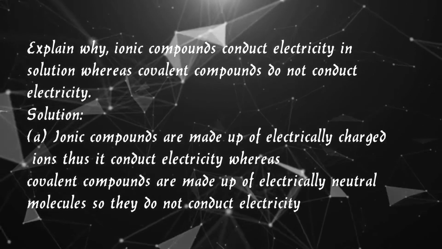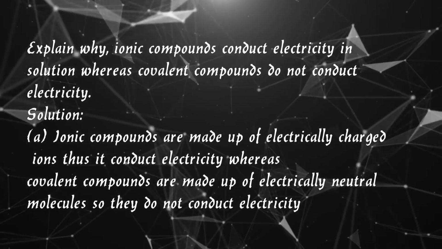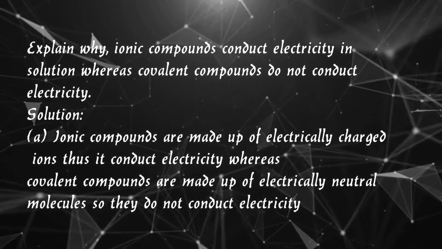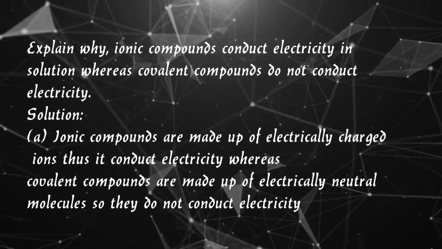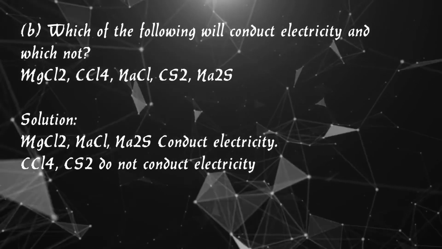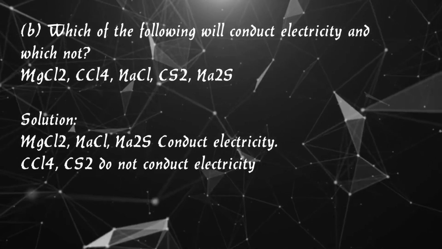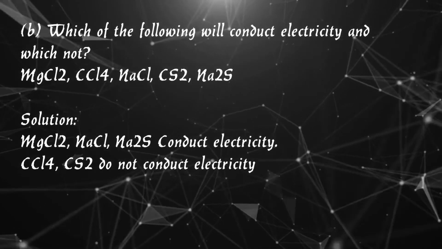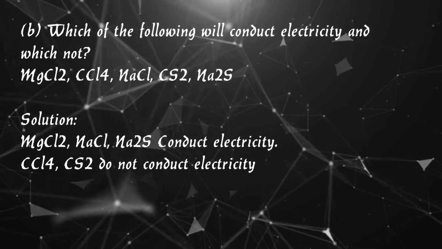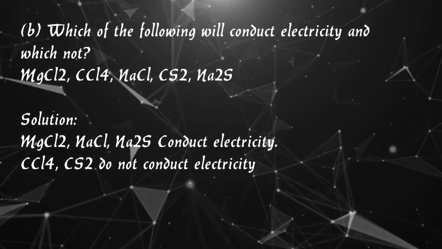Explain why ionic compounds conduct electricity in solution, whereas covalent compounds do not. Solution. A. Ionic compounds are made up of electrically charged ions, thus they conduct electricity, whereas covalent compounds are made up of electrically neutral molecules, so they do not conduct electricity. B. Which of the following will conduct electricity and which not? MgCl2, CCl4, NaCl, CS2, Na2S. Solution. MgCl2, NaCl, Na2S conduct electricity. CCl4, CS2 do not conduct electricity.